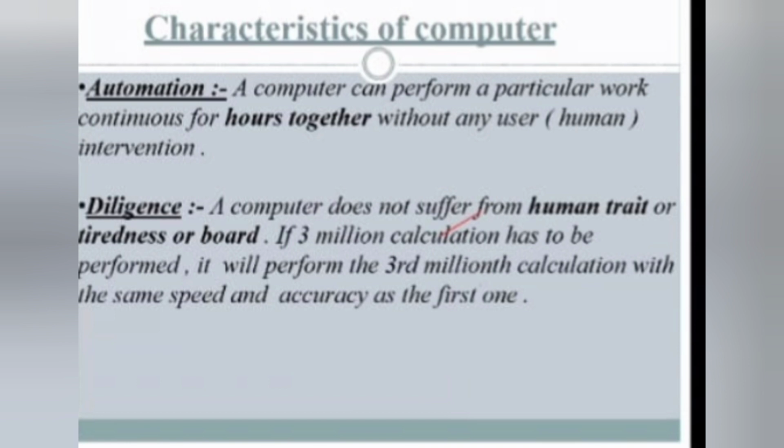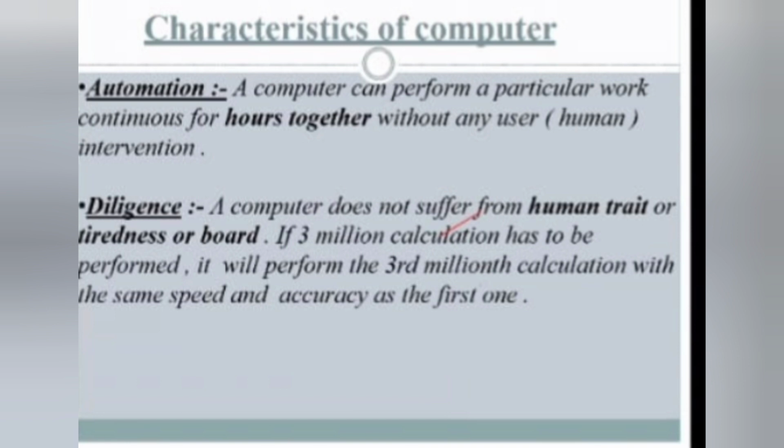I'm giving you a brief explanation about the characteristics and the history of the computer. Mainly we are seeing the characteristics of computer such as automation and diligence. In automation, if you give a command to the computer, it will do it automatically. A computer can perform a particular work continuously for hours together without any human.